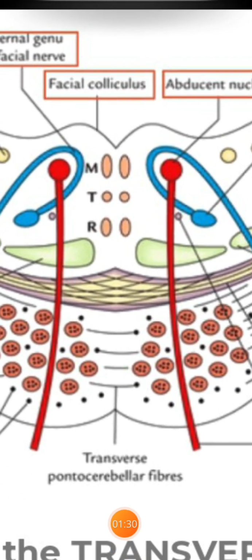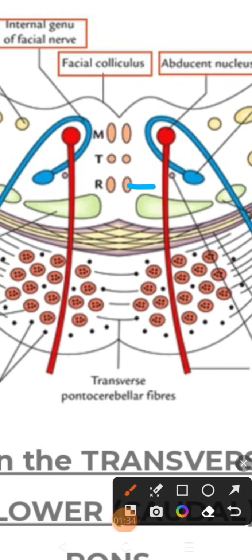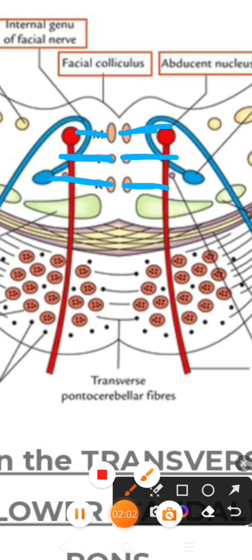Okay, if you concentrate in the very center, let me show you these two red dots. They are representing the rubrospinal tract, right? And above that, you can see the tectospinal tract. And above all, you get the medial longitudinal bundles or fasciculus. So let me repeat, these are rubrospinal tract, these are tectospinal tracts, and these are the medial longitudinal bundles, right?